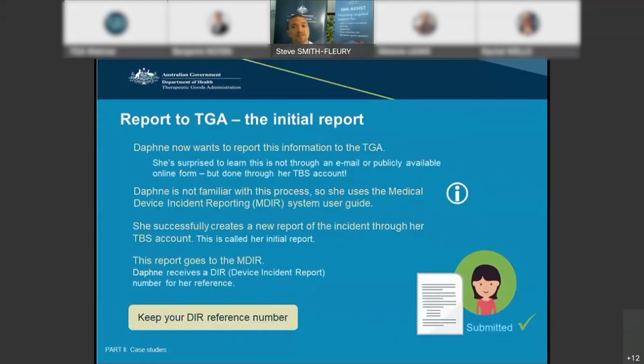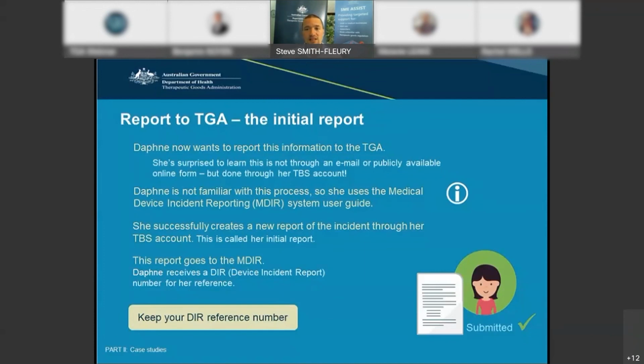Daphne now has to report this information to the TGA. So she learns that the online form for reporting is actually in her TGA Business Services account, and the report's done through that account. So she refers to the TGA's guidance material on how to submit a report through the medical devices incident reporting system. Now, using the step-by-step guide, she hits submit and successfully creates a new report of this incident.